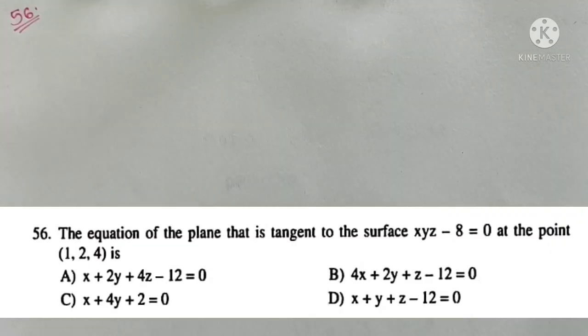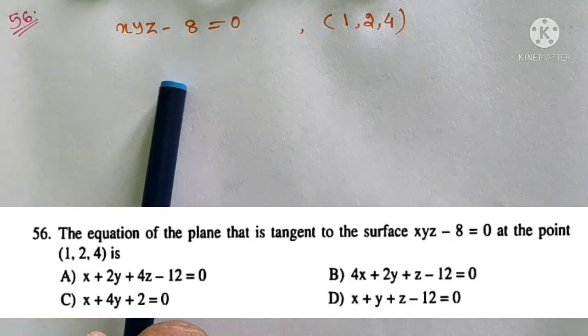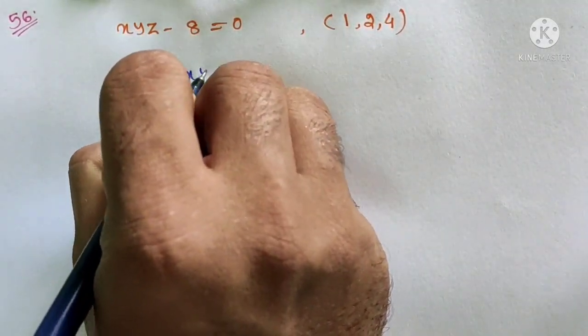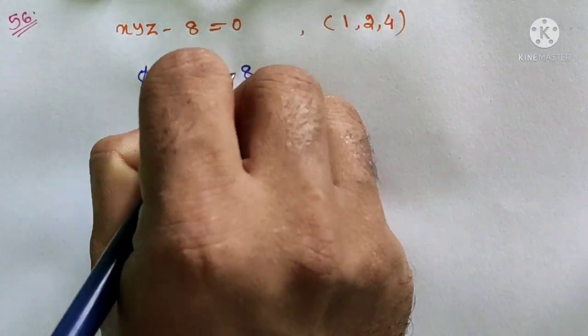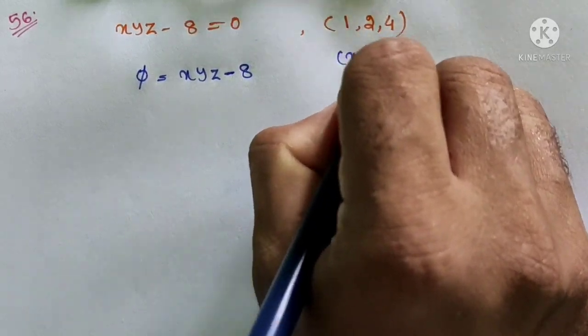Question number 56. The equation of the plane that is tangent to the surface xyz minus 8 equals 0 at the point (1, 2, 4) is. So we have to find the tangent plane. Let phi equals xyz minus 8 and let this point be x naught, y naught, z naught.